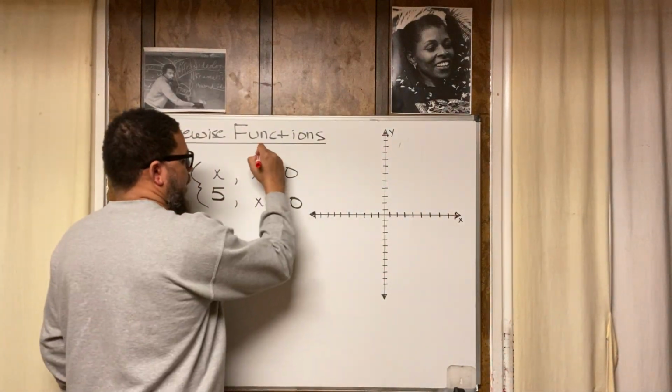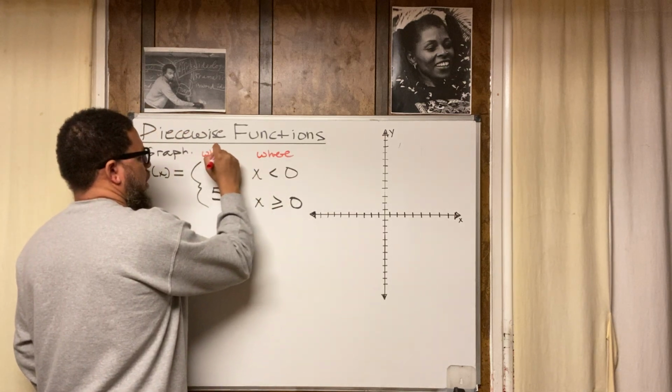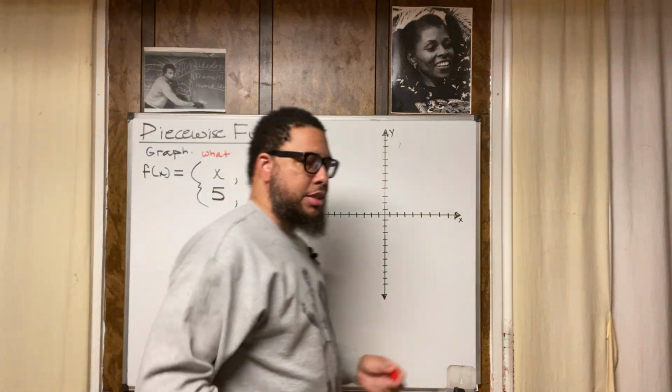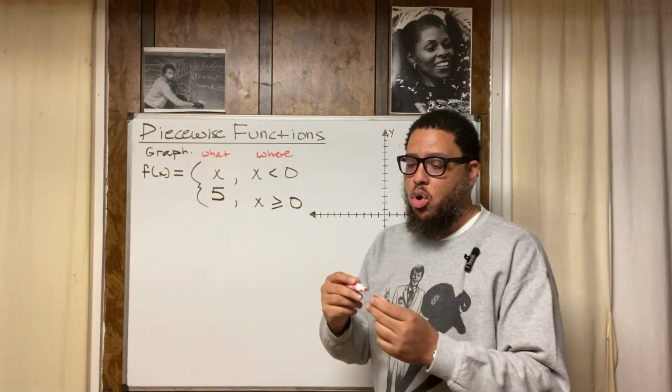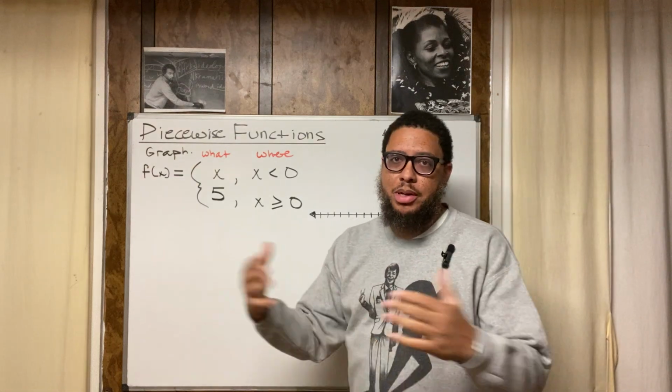So this is the where, and this is the what. So the what is the x and the 5. But it's not going to be the whole x. We just want to have part of it. And when we think about graphing, a graph is just a picture.